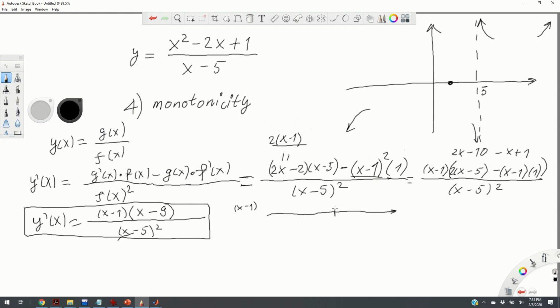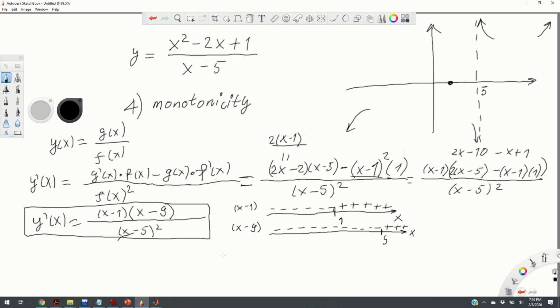So this function changes the sign at 1. So when x is smaller than 1, x minus 1 is negative. And when x is larger than 1, x minus 1 is positive. Now, let us investigate the sign of x minus 9. Obviously, this function changes the sign at 9. When x is smaller than 9, this function is negative. When x is larger than 9, this function is positive.